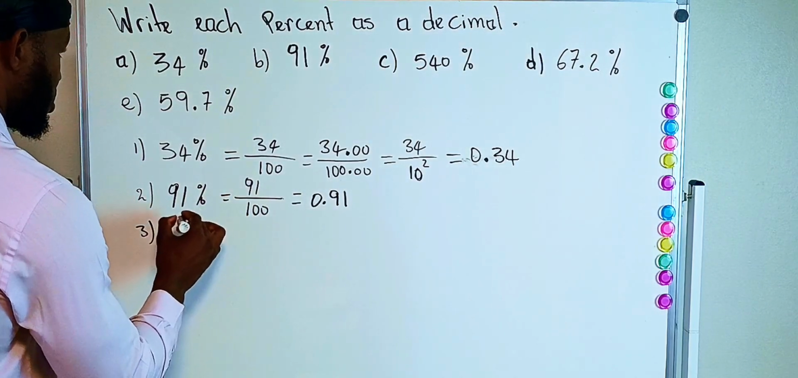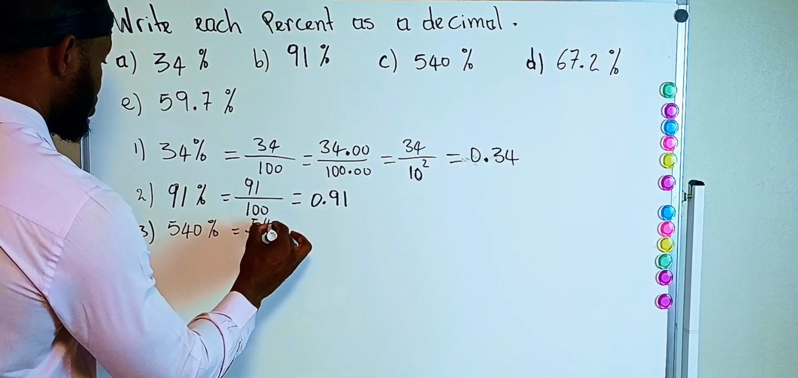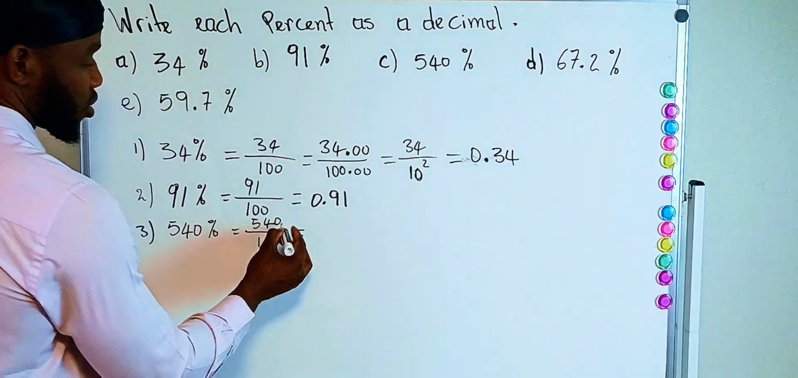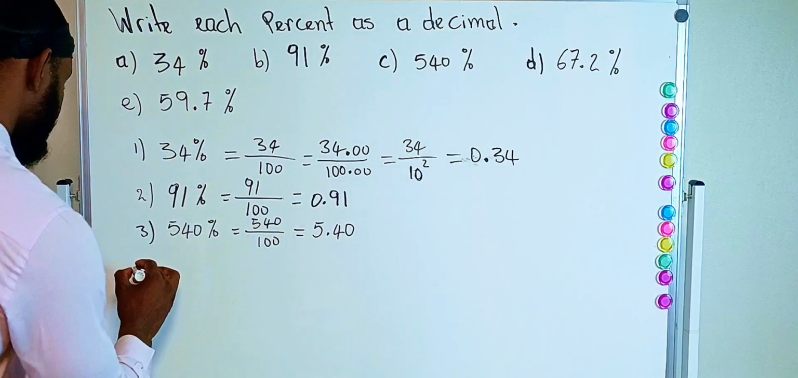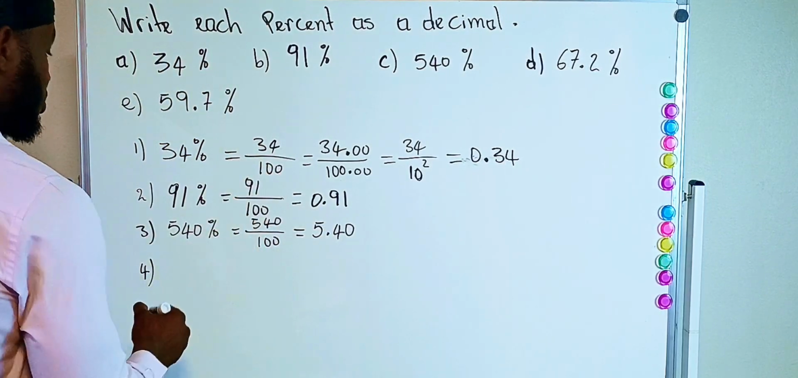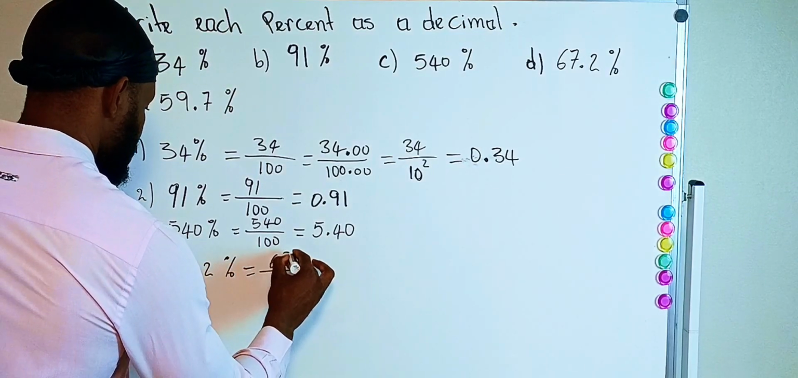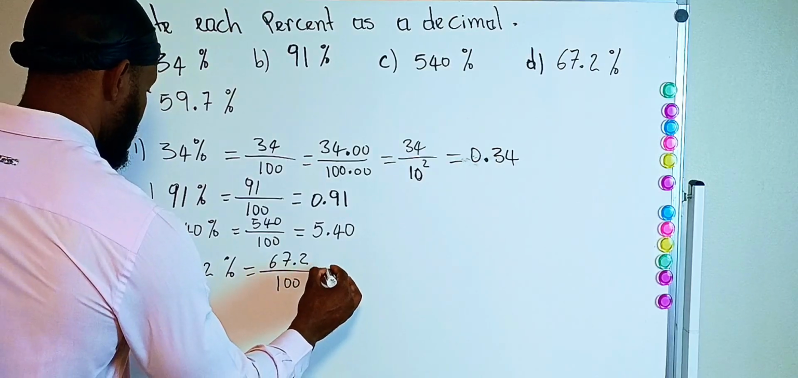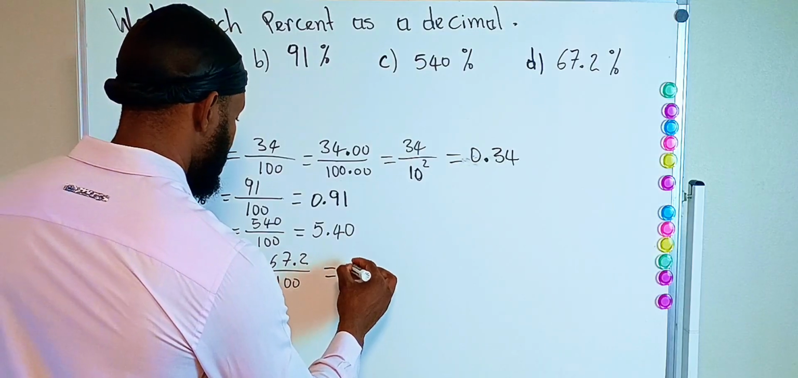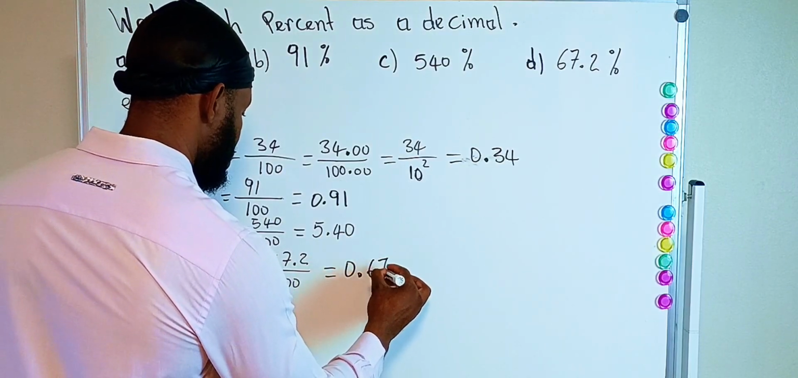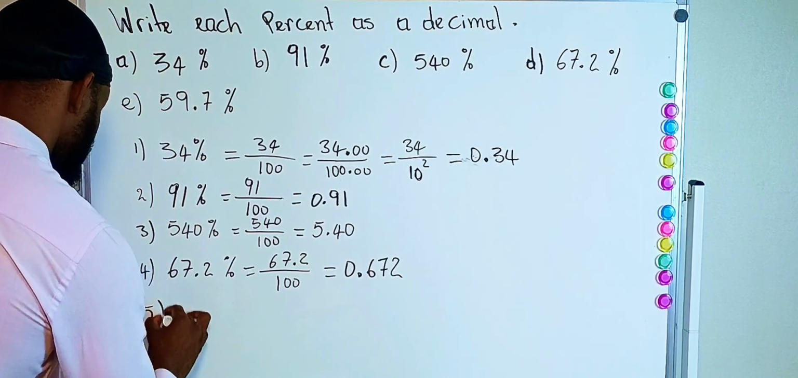The third one is gonna be 540%. So it's like you have 540 over 100. So we know to move the decimal point 2 times. That's gonna be 5.40. Okay, so let's go for the fourth one. The fourth one would be 67.2%. So it's like we got 67.2 over 100. This division is gonna be easy. We just gotta move the decimal point 2 times to the left. That's gonna be 0.672.